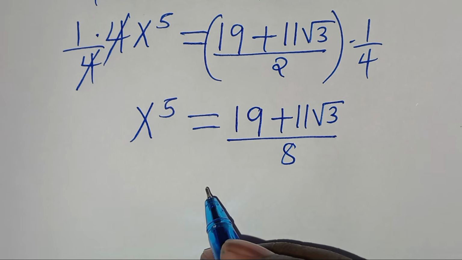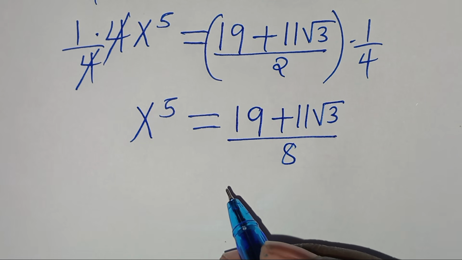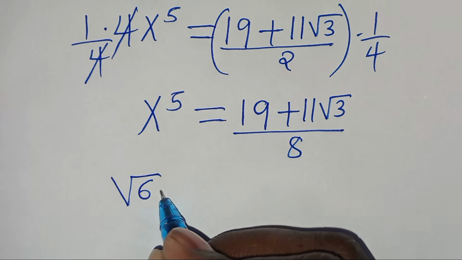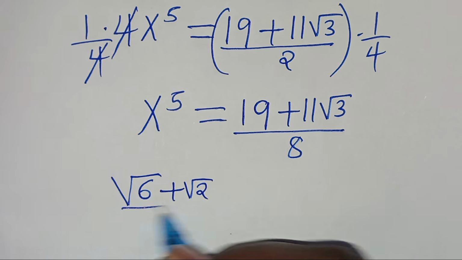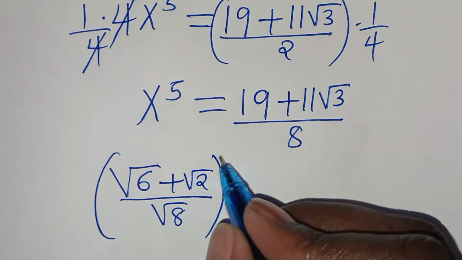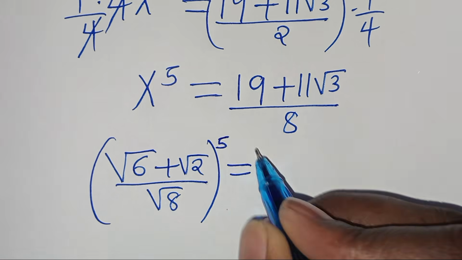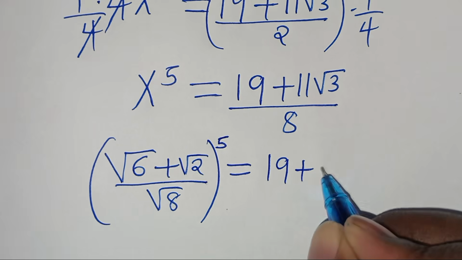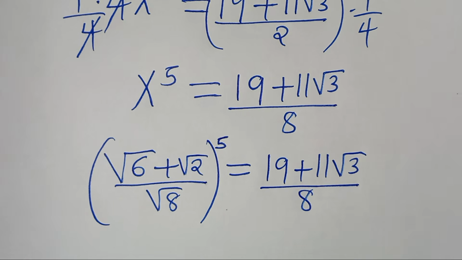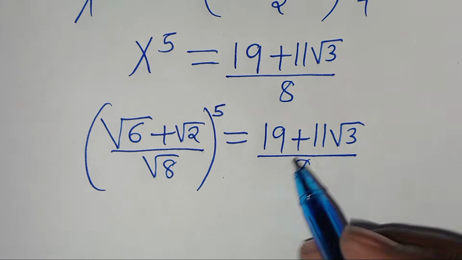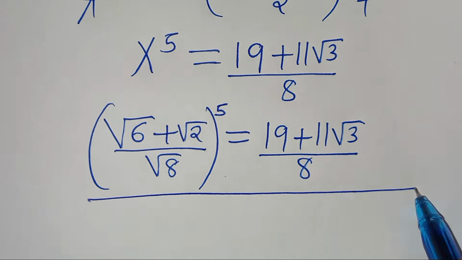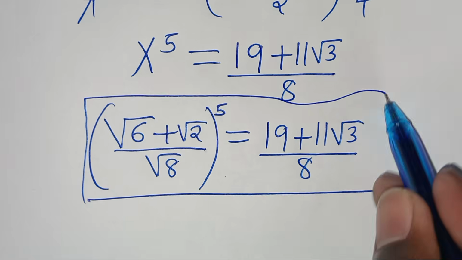So we have that square root of 6 plus square root of 2 divided by square root of 8, raised to the power of 5, is equal to 19 plus 11 square root of 3 over 8. And this is the solution to this square root math problem.